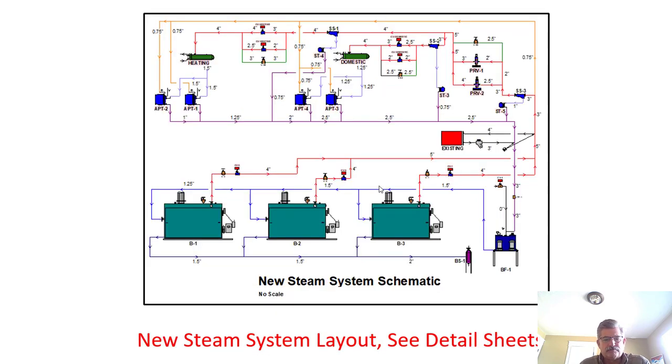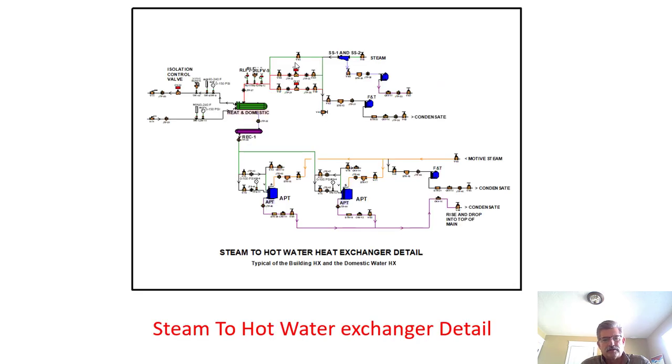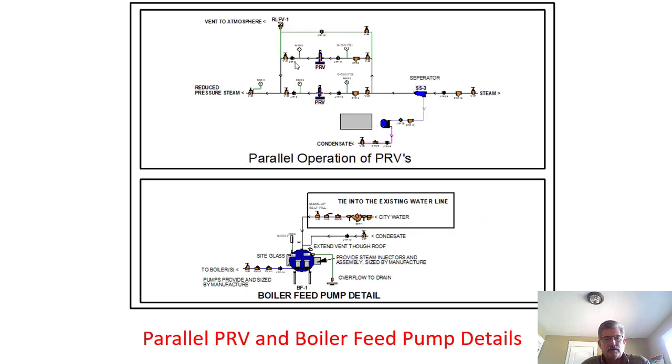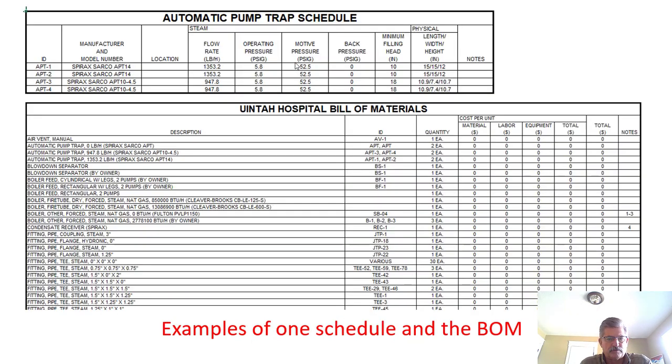Then I showed a new steam schematic. These heat exchangers obviously have loads in them, and there's some existing load there. All the piping is sized according to the loads. There's not a lot of detail here, so we'll look at that next. There's the steam boiler detail, the heat exchangers, control valves, unions, miscellaneous strainers, valves, then the parallel PRVs, the feed water pump details, and then traps, separators, and whatnot.